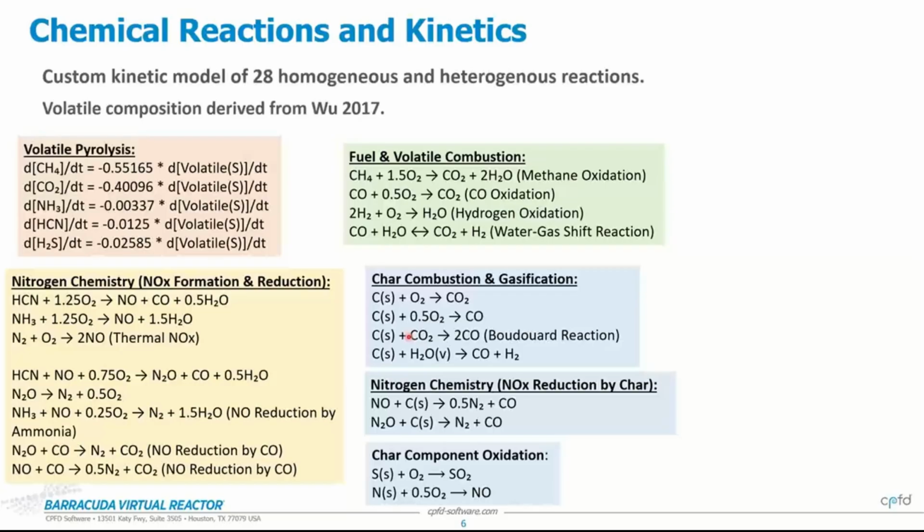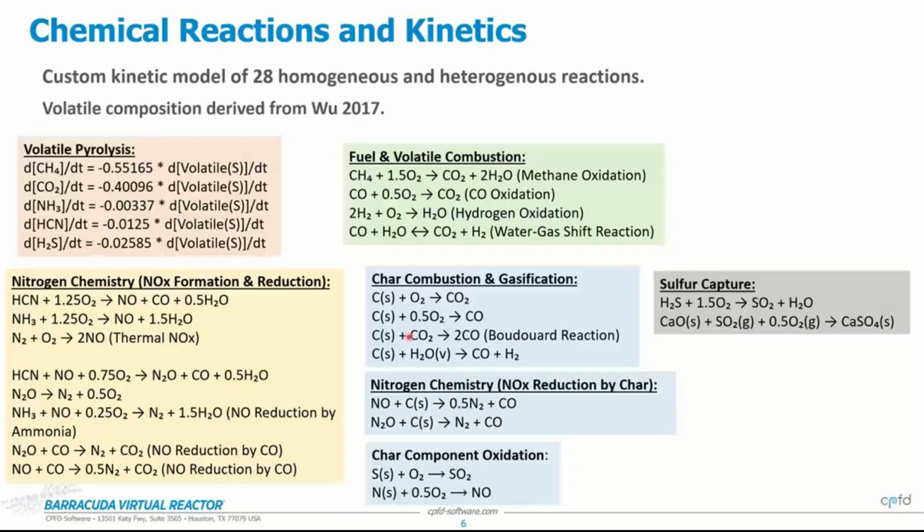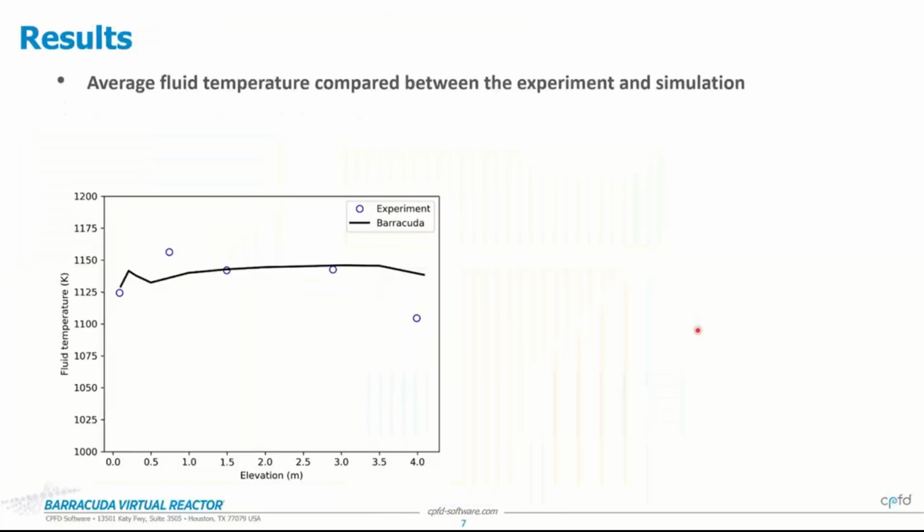And last but not least, the hydrogen sulfide that comes in forms sulfur dioxide, which is a pretty bad pollutant. This is where the sorbent material we place inside the reactor, calcium oxide, comes in. We want that to capture this pollutant and potentially convert it into calcium sulfate. So that reaction is also included in this current setup. With that, let's jump in and look at some results.